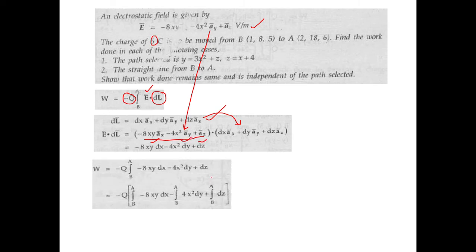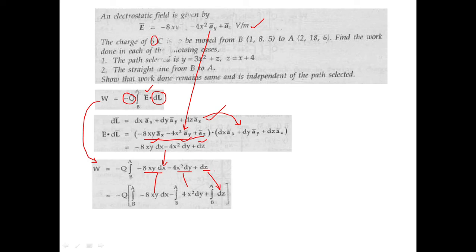Now the work done, I'm just applying in this formula. So W is equal to minus Q integral from B to A of E dot dl. E dot dl, I've just calculated that, and I'll just substitute it here. Then here it is dx, dy and dz. Here B to A, minus 8xy dx. I'm substituting only the x part here, y part here and z part here, right?